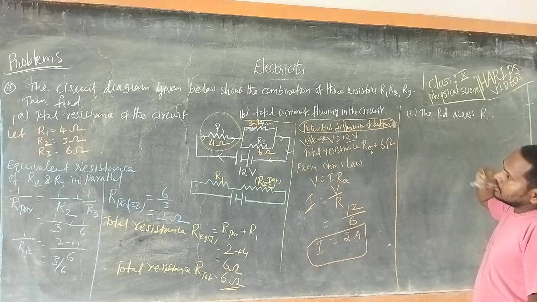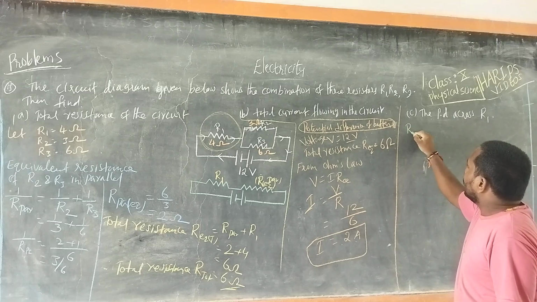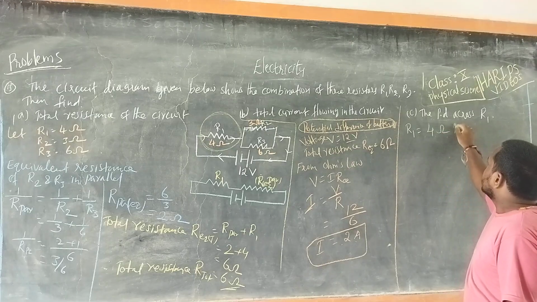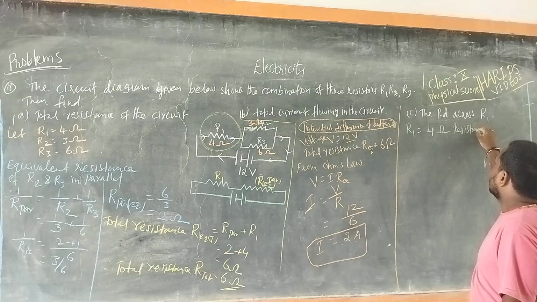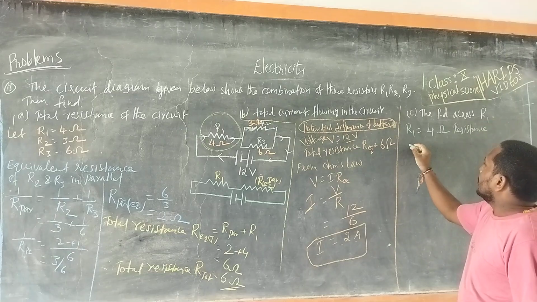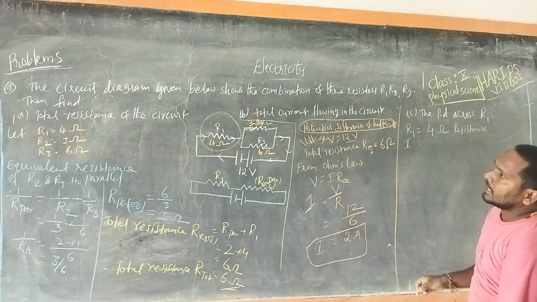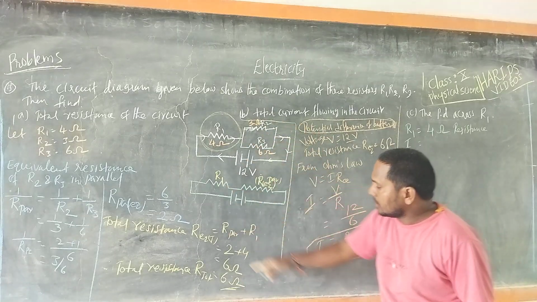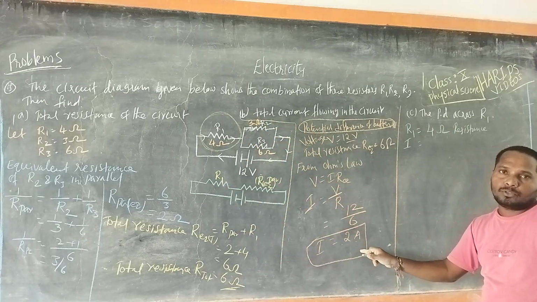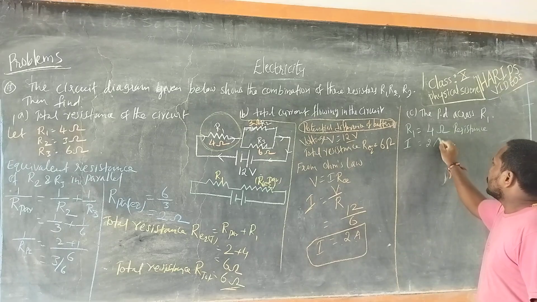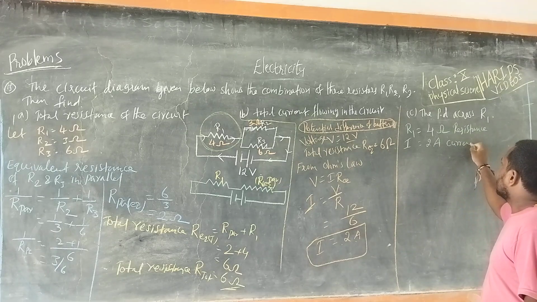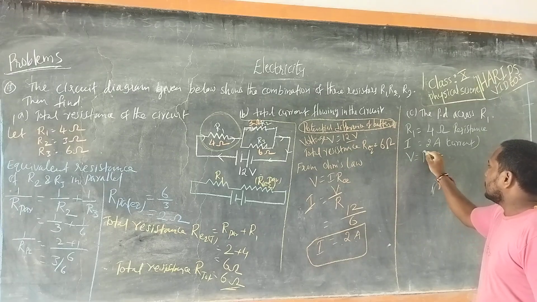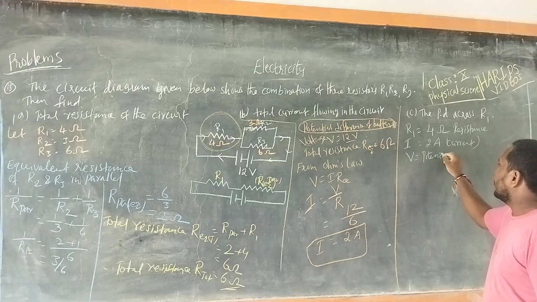For calculating the potential difference across R1, we know the resistance R1 is equal to 4 ohms. Then the current I: how much current is flowing in the circuit? The total current flowing in the circuit is 2 amperes. So we need to calculate V, nothing but the potential difference.